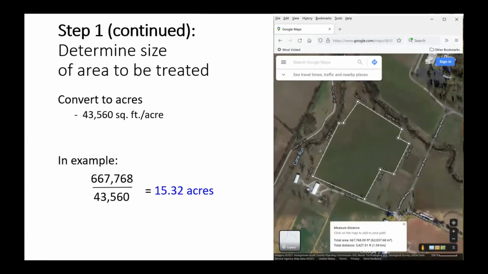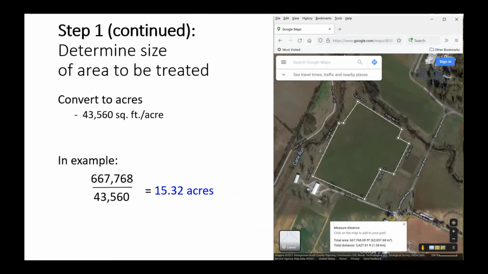You'll sometimes need to convert the number of square feet you found on Google Maps into the number of acres, especially if you're treating a larger area. Remember this conversion factor. 1 acre equals 43,560 square feet. All you need to do to complete this conversion is to divide the number of square feet in the area to be treated by our acre conversion factor.